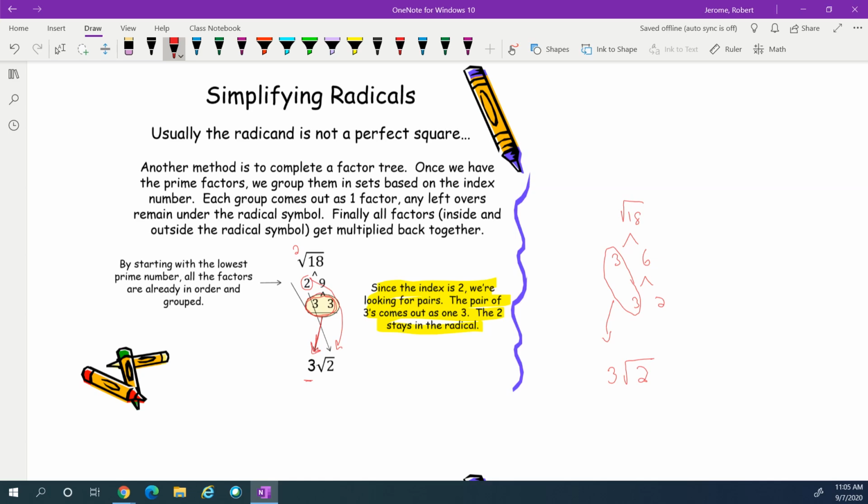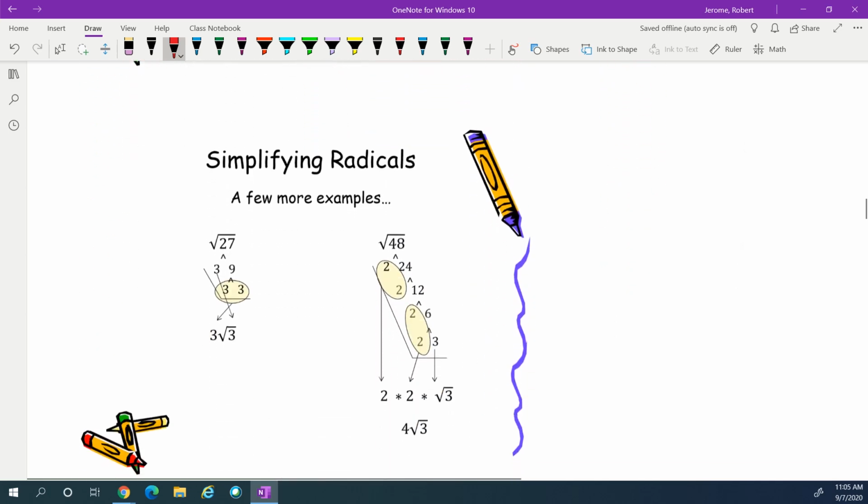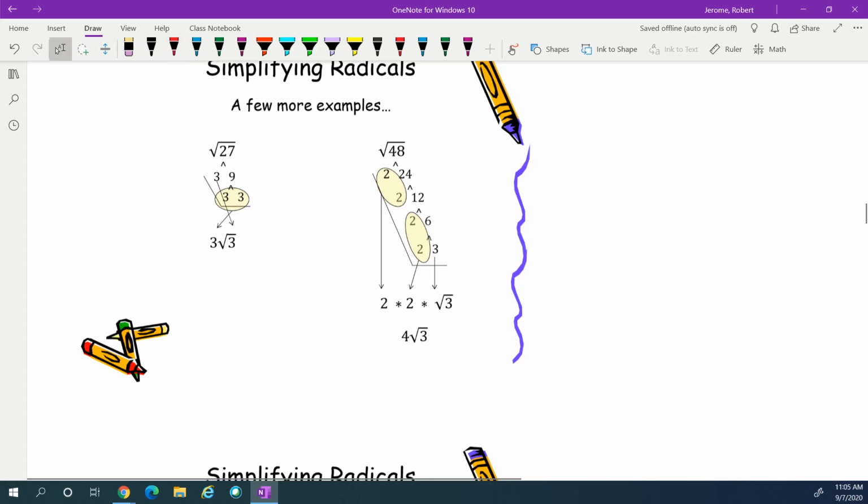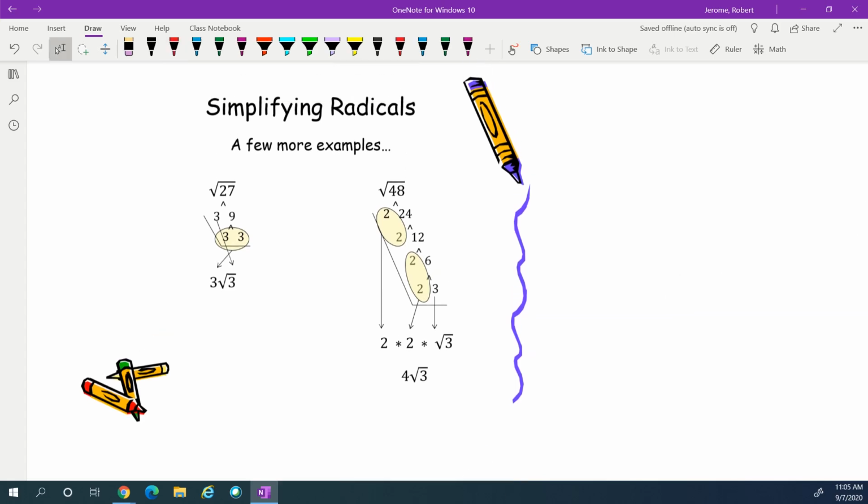So again, let's look at a few more examples done this way. It's the same examples, just done through a different method. So we factored the 27 into 3, 3, 3. A pair goes out as one number. The leftover stays home. In the 48, again, I broke it down into a factor tree.